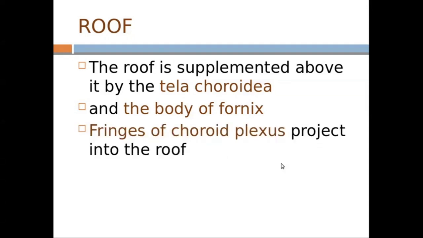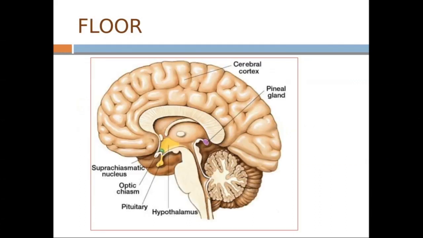So the choroid plexus projects into the roof. So this is the roof we have covered already. It is formed by ependyma, choroid plexus and also by the fornix. Now we will see the floor. So this is the floor. So here is the floor.